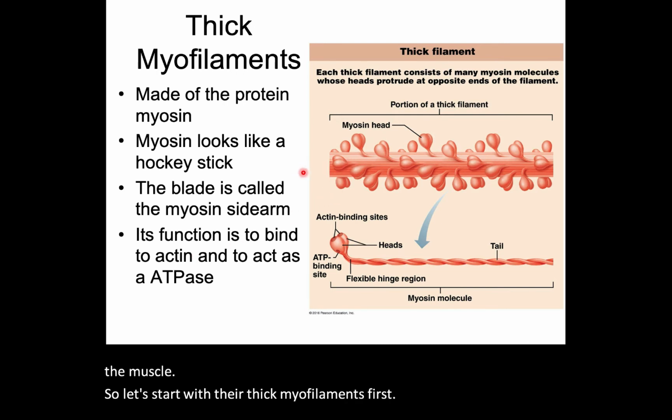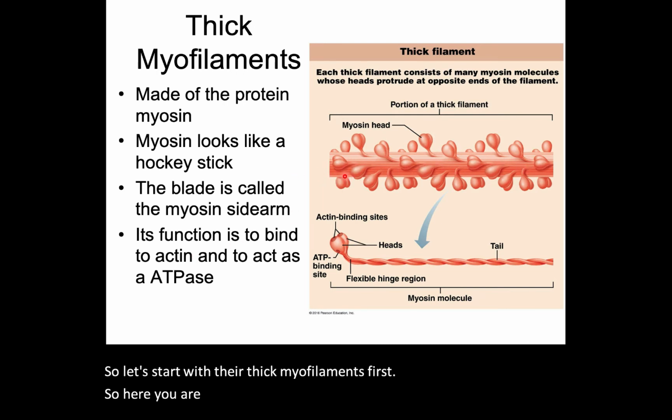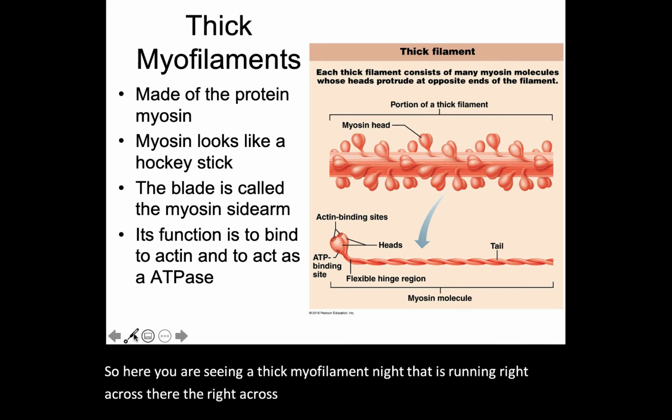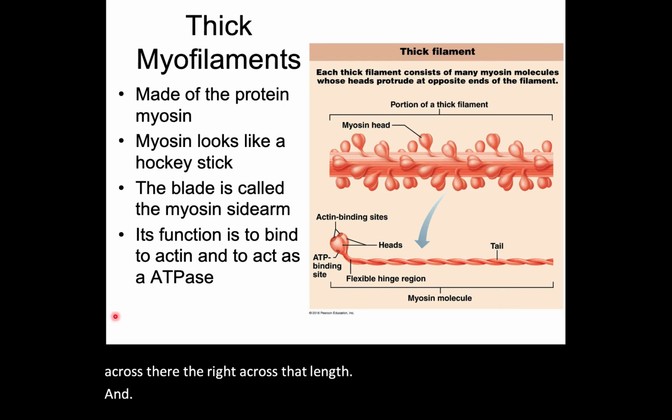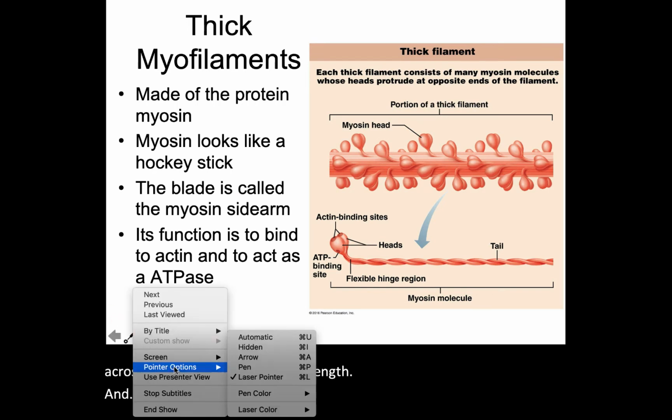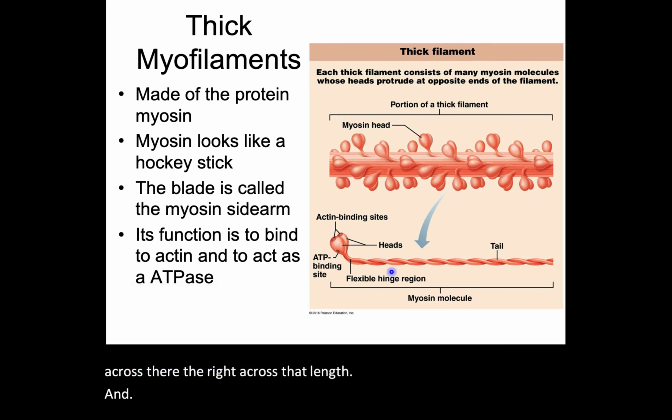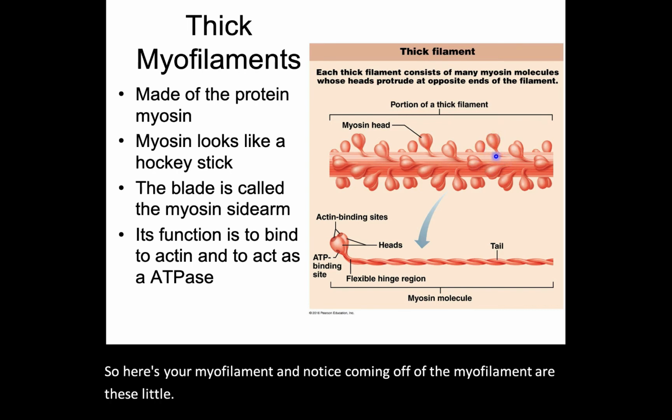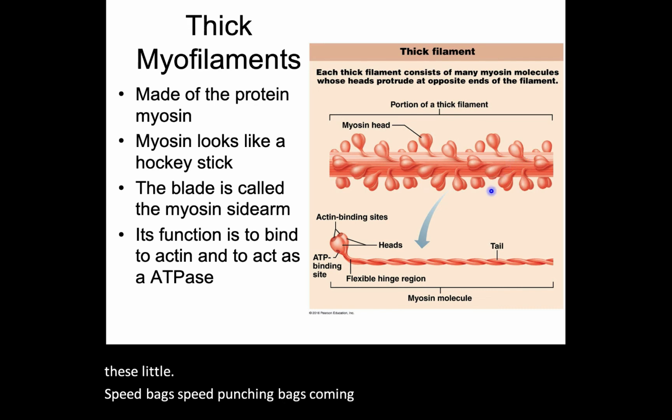So here you are seeing a thick myofilament that is running right across there, right across that length. So here's your myofilament. And notice coming off of the myofilament are these little speed bags, like speed punching bags coming off, or hockey sticks that are coming off of the actual thick myofilament.